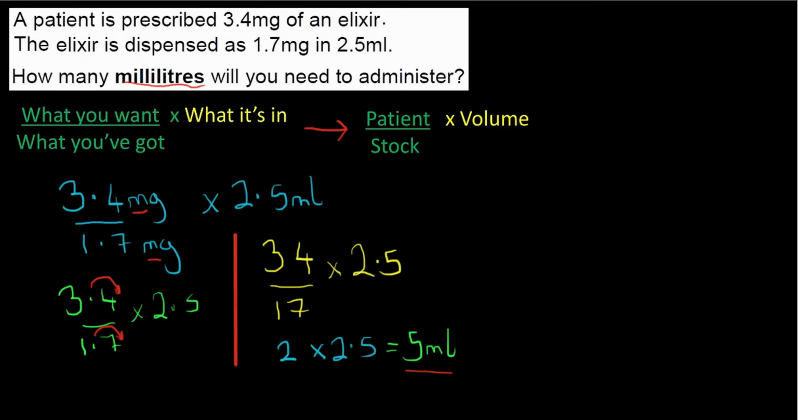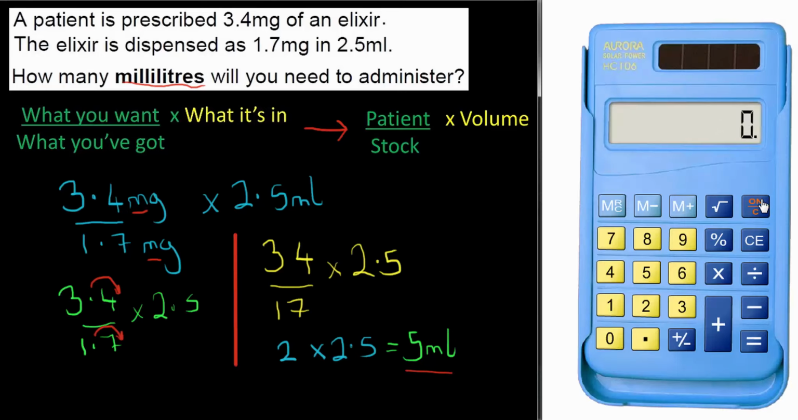Let's check that with the calculator. Clear the memory. Now we don't need to do all the conversion and multiplying by hand. Once we have unpacked the question using the formula and we saw the units were indeed the same, we can now just input our formula directly into the calculator. We had 3.4 divided by 1.7 times 2.5, and sure enough the answer equals 5 millilitres. Excellent. Okay, on to question 8.